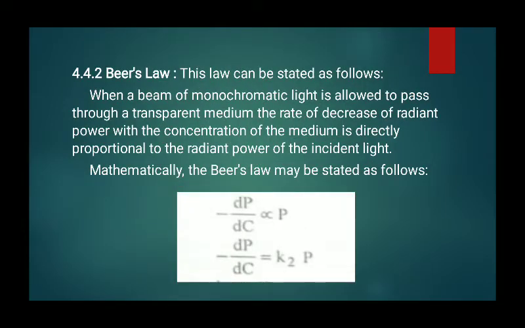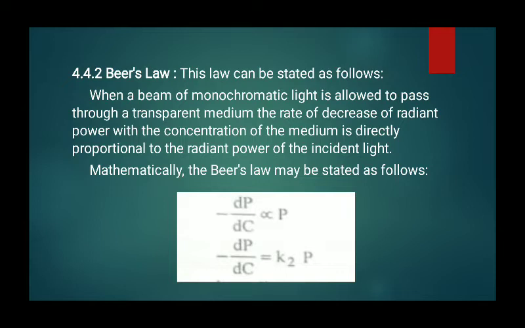Now, the second law is called Beer's law. This law can be stated as: when a beam of monochromatic light, that means single wavelength of light, is allowed to pass through a transparent medium, the rate of decrease of radiant power with the concentration of the medium is directly proportional to the radiant power of incident light.